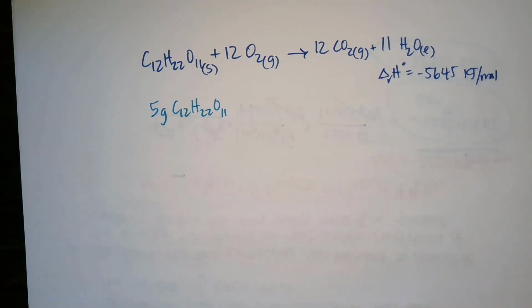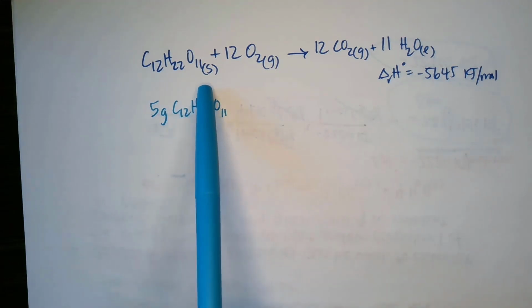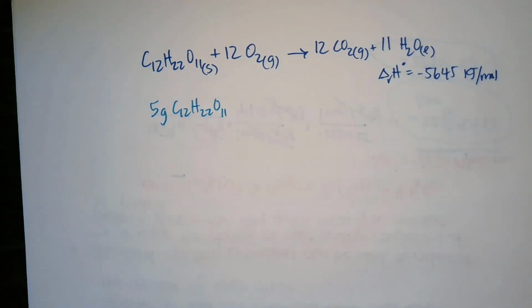So let's do another example just to kind of bring this home. We have sucrose, which is table sugar, C12H22O11. It can be oxidized to carbon dioxide and water by the following. So we're burning it, right?